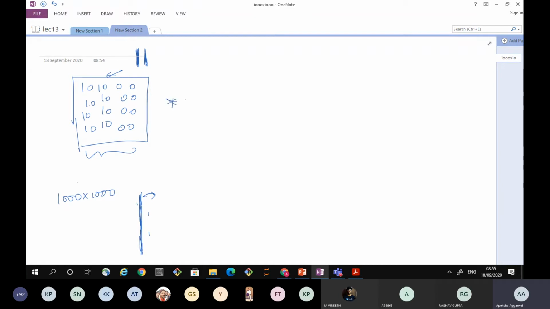Now if I'm applying the convolution operator, let's say 1 1 1 and 0 0 0 and -1 -1 -1, imagine this is a 6 x 6 image and this is a 3 x 3 filter. So this is 10 10 10 and this is 0.